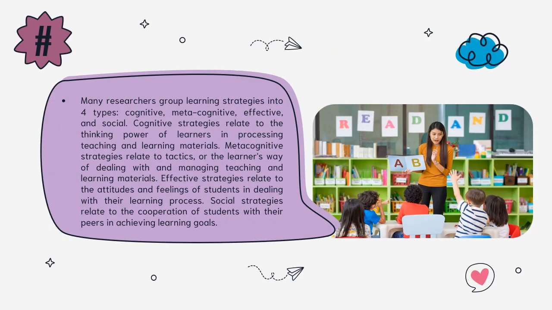Many researchers group learning strategies into 4 types: cognitive, metacognitive, affective, and social. Cognitive strategies relate to the thinking power of learners in processing teaching and learning materials. Metacognitive strategies relate to tactics or the learner's way of dealing with and managing teaching and learning materials. Affective strategies relate to the attitudes and feelings of students in dealing with their learning process. Social strategies relate to the cooperation of students with their peers in achieving learning goals.